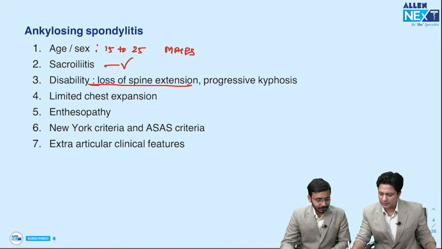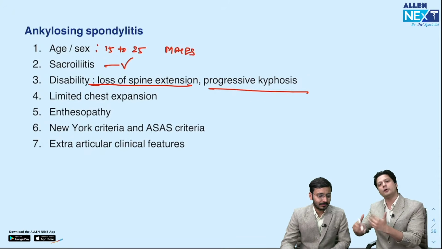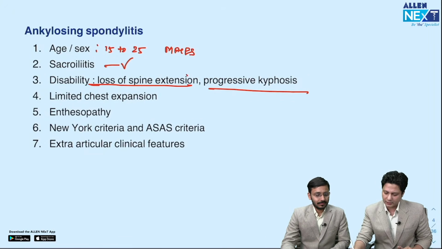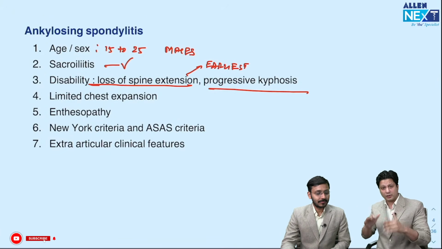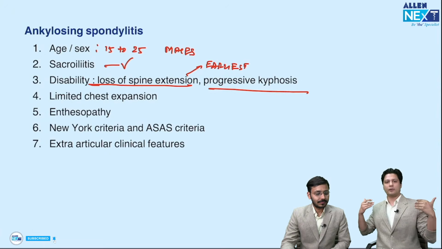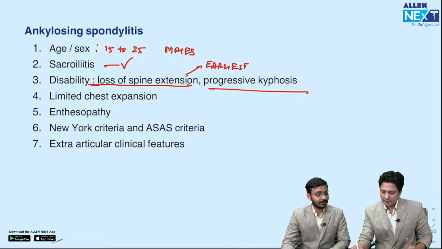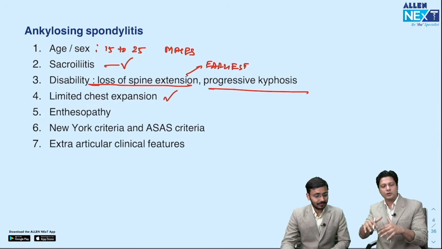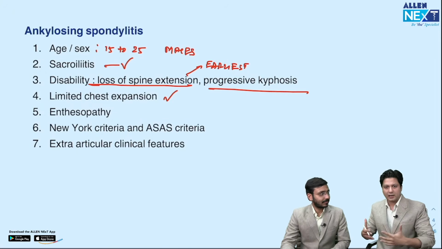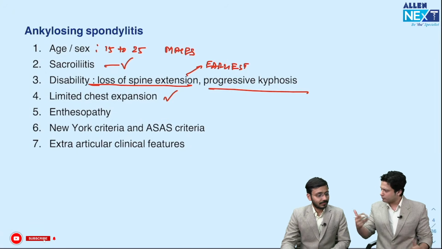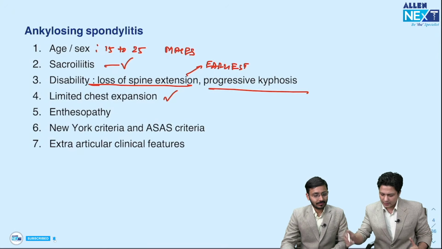Disability: loss of spine extension with progressive kyphoscoliotic deformity, but loss of spine extension is always the earliest disability that a patient of ankylosing spondylitis will have. All right. Limitation of spine extension. Then limited chest expansion because of the fusion of the costochondral junction. There will be a limitation of the inspiratory drive and the patient would be having breathlessness episodes.